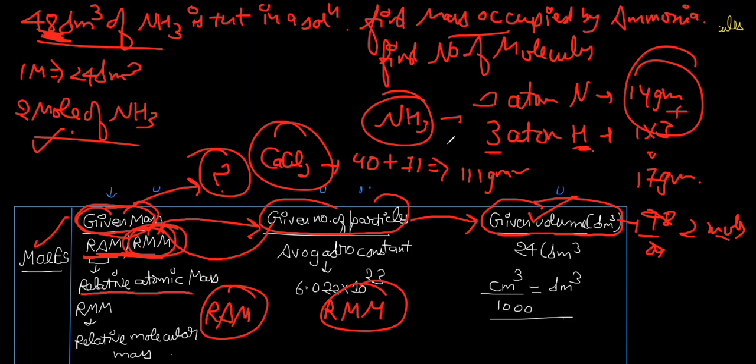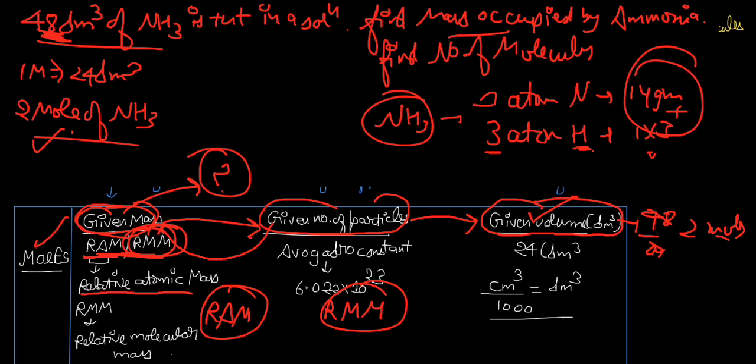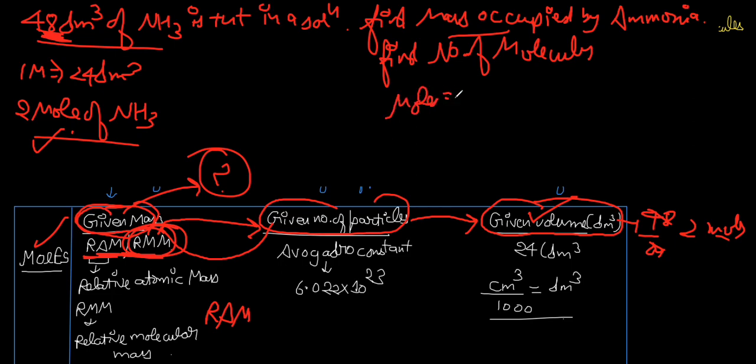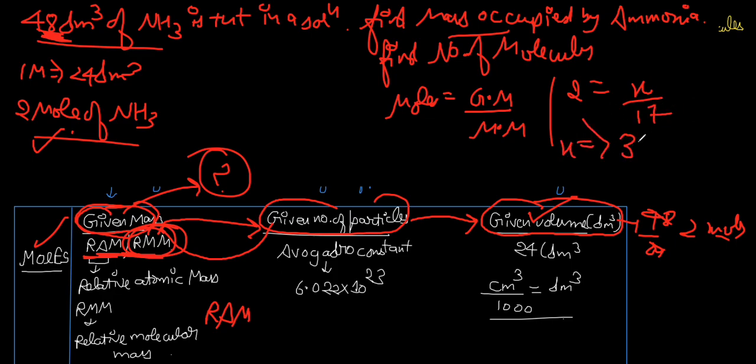Now moving back to our question. So we found out the moles. We got the moles of ammonia as 2 moles and we got the molar mass of ammonia as 17 grams. Fine. So moles is equal to given mass by molar mass. In this case, I'll write moles are 2, given mass we have to find out, molar mass you figured out 17. So X is equal to 34 grams. This is the mass occupied by ammonia.